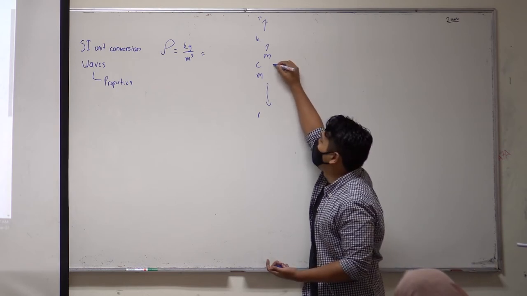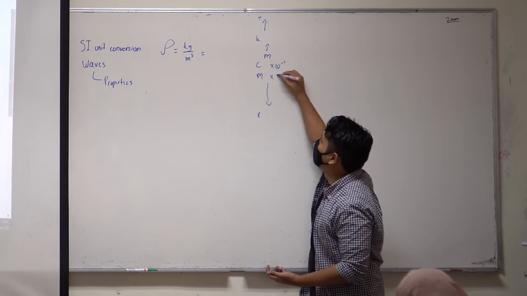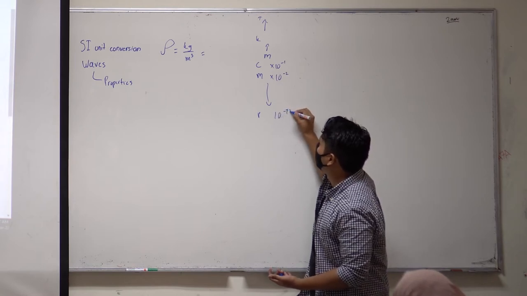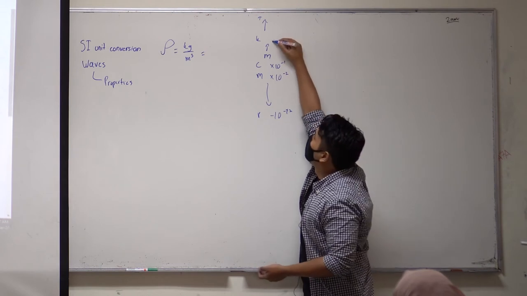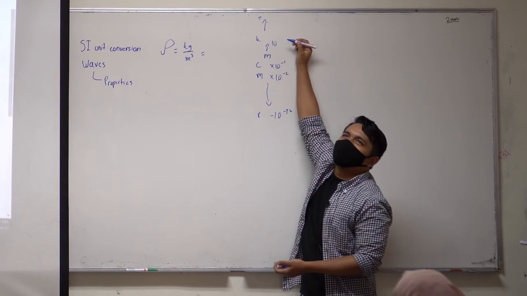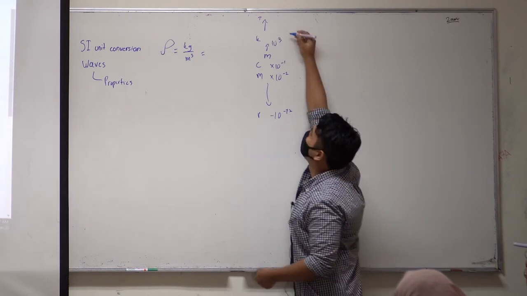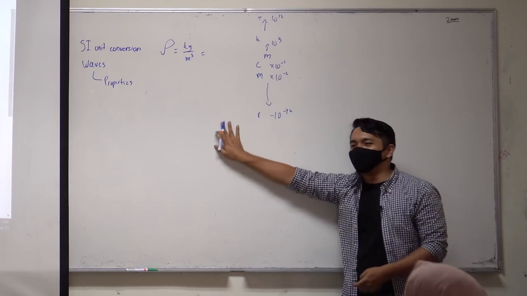For example, centimeter is times 10 to the power of negative 2. Millimeter is 10 to the power of negative 3, and so on all the way to 10 to the power of negative 12. Going upwards, it goes the same way. Kilometer is 10 to the power of, I think, 2? It's 3, sorry guys. And then all the way to 10 to the power of 12. So that is the scientific notation prefixes.